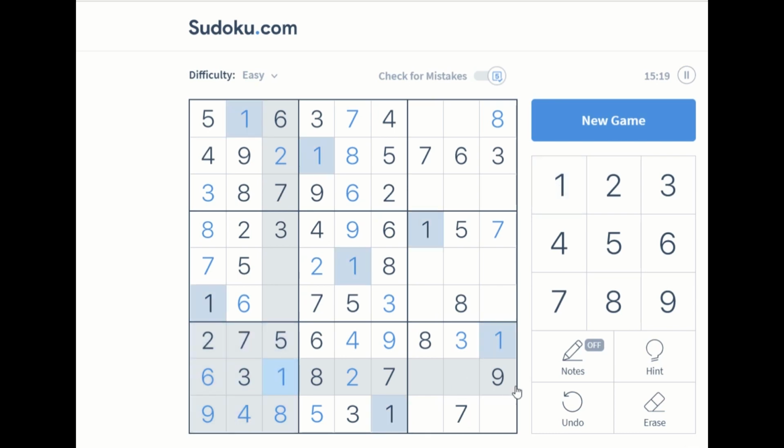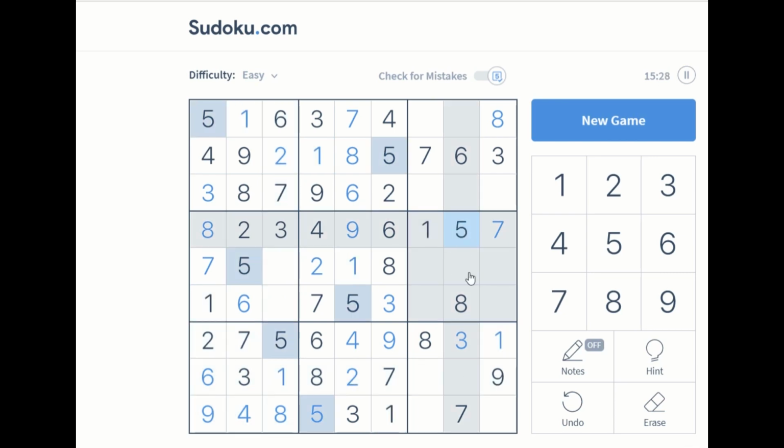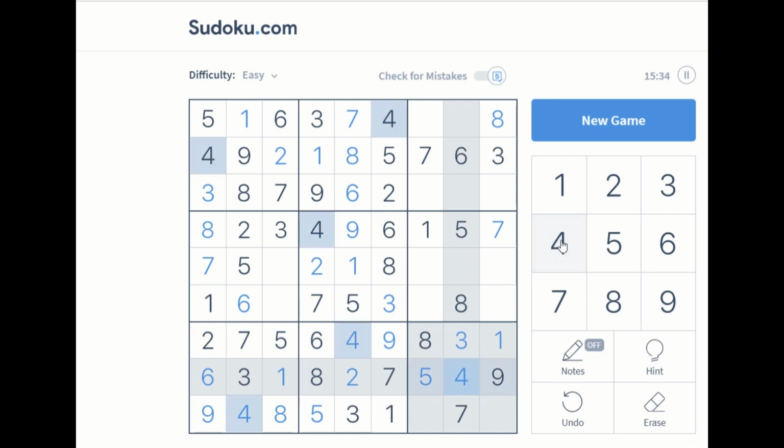It's done. Now in this horizontal line, two digits are missing. Which ones are those? It's 4 and 5. So we have a reference for 5 here. So that means the 5 won't appear in this square. It will appear here, and the remaining 4 will be placed in the remaining box.